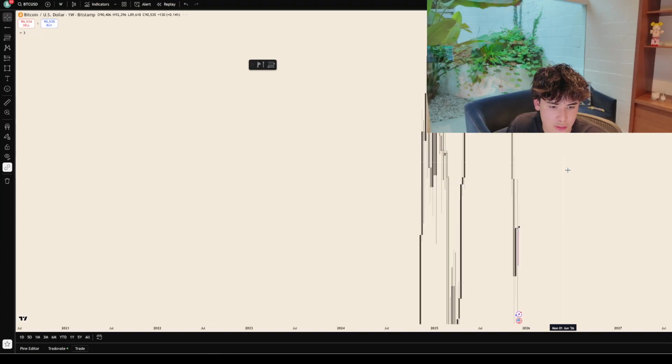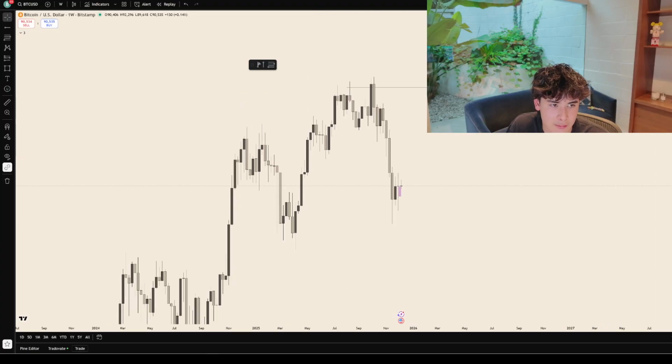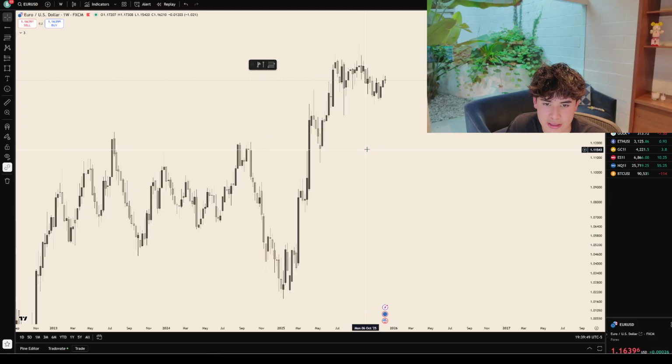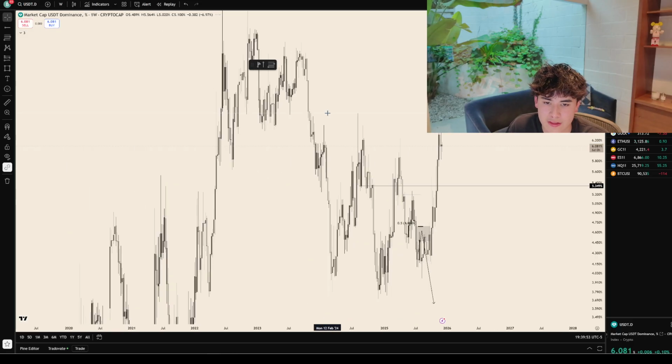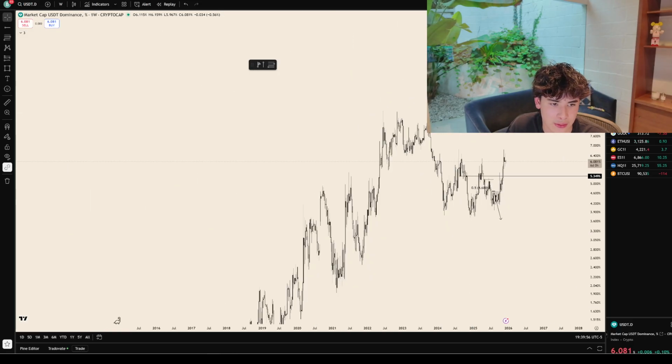I just want to show you that there are key areas in the market where if you see this combined with some other confluences, you might start to think that we are going to have a reversal.